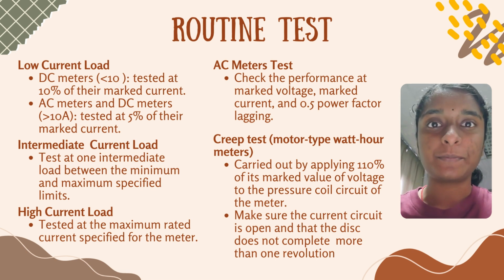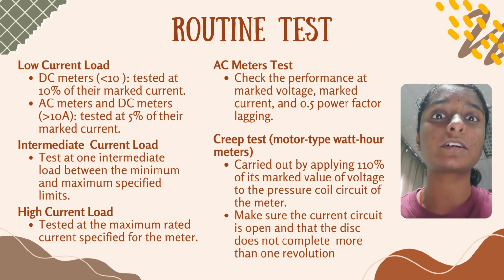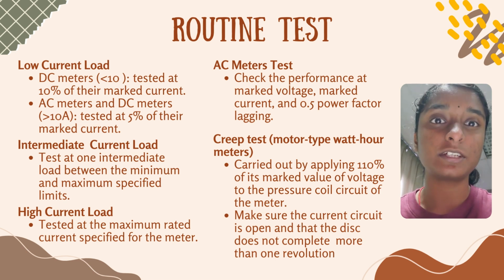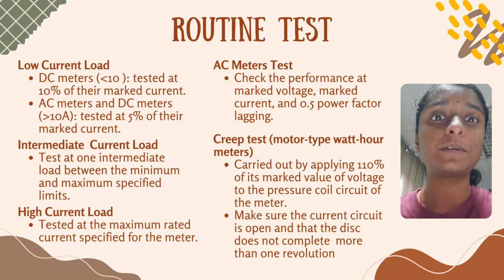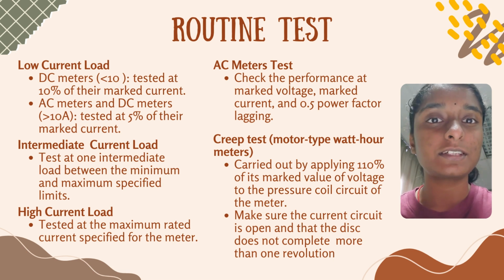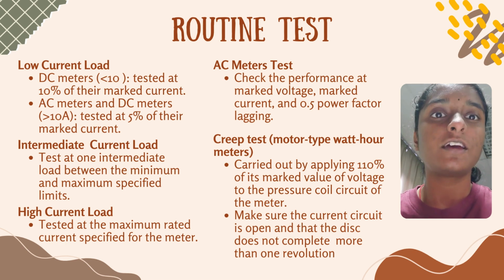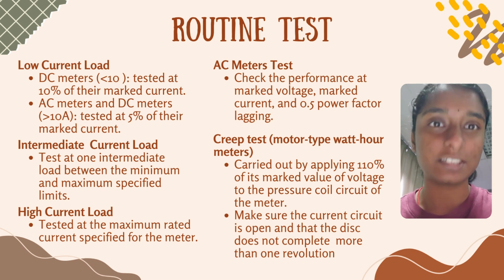After preparing all the required apparatus, the routine test is carried out. The first is the low current load test, where DC meters of less than 10 ampere rating are tested at 10% of their marked current, and AC meters and DC meters of more than 10 ampere rating are tested at 5% of their marked current. The next is the intermediate current load, where it is tested between the minimum and maximum specified limits. The third is high current load testing, where it is tested at the maximum rated current specified for the meter. And for the AC meter test, the performance at marked voltage, marked current and 0.5 power factor lagging is checked.